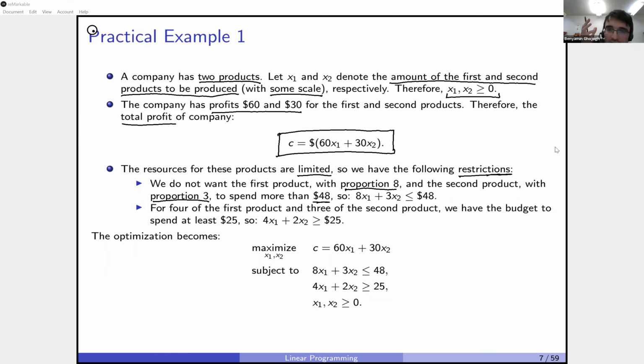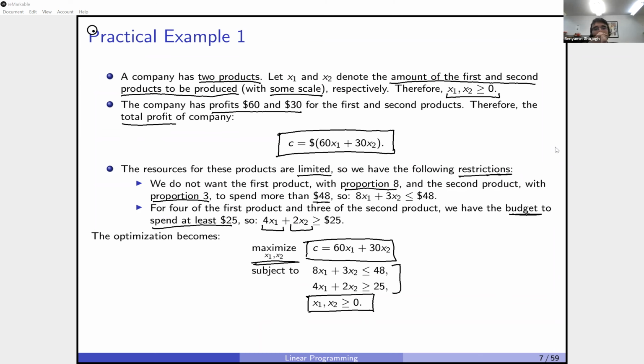So some kind of restriction. Another restriction might be the other way around. I have the budget to spend at least $25 for 4 of x1 and 2 of x2. Therefore, this is a budget that I have. So I can put these 2 restrictions here. I want to maximize this total profit, right? And I know x1 and x2 are non-negative.